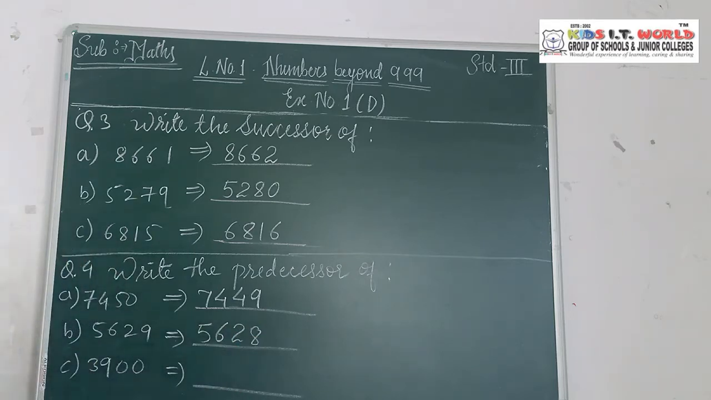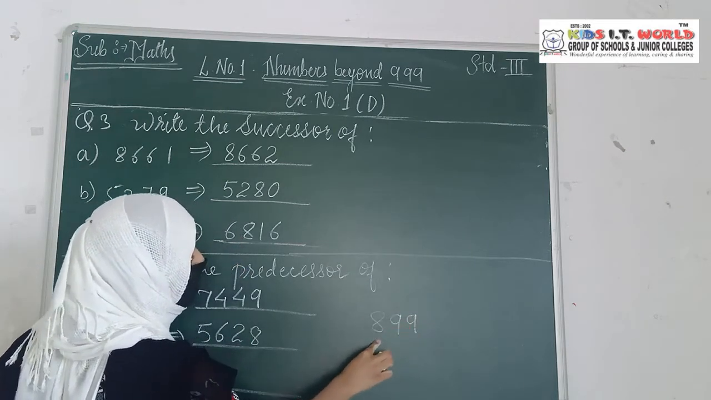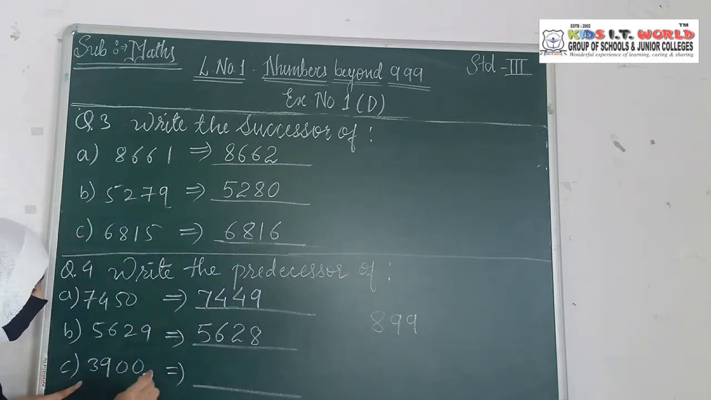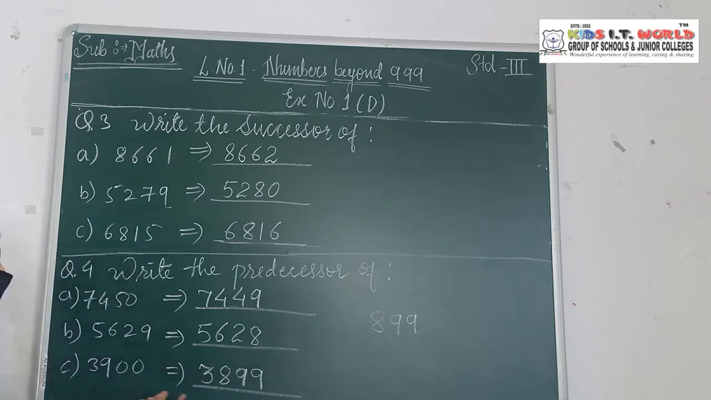5628. In the same way for the 3900. Before 900 which number will come? 899. So its value will be 3899. This is the predecessor of this number. In this way you will find the successor and the predecessor of the number.